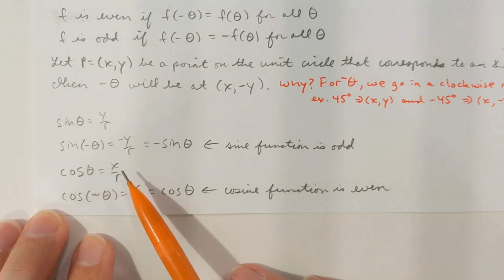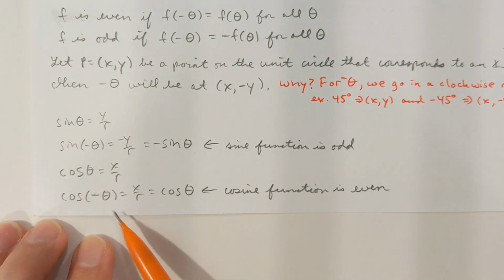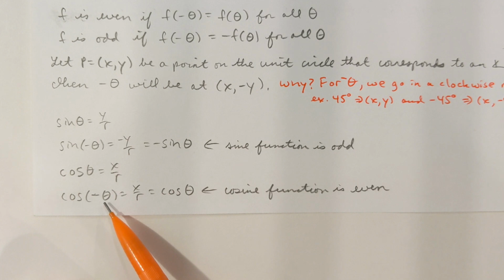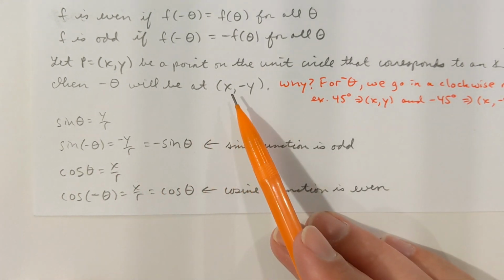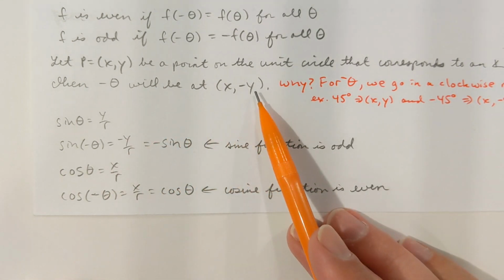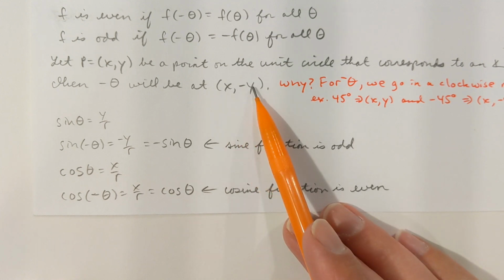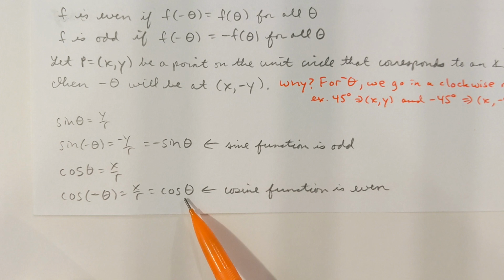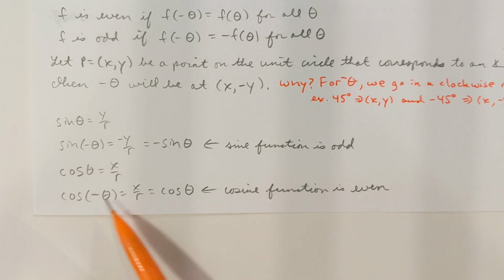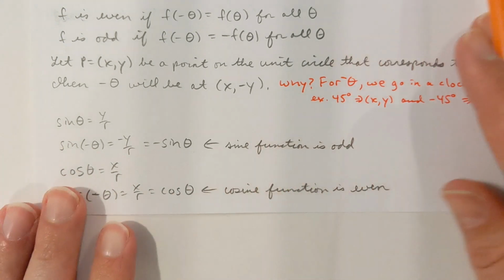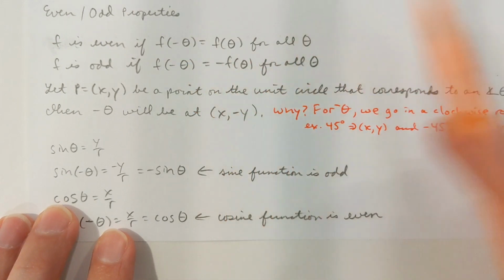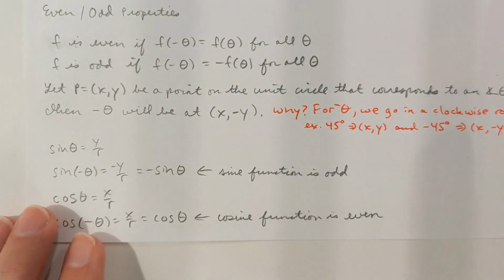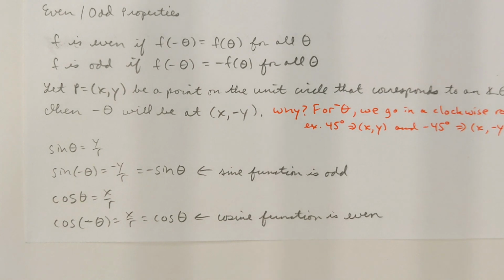Okay, cosine of theta is defined to be x over r. So if I were to calculate cosine of negative theta, well, negative theta only affects the y-coordinate, right? So I'm going to be at the point x, negative y, and that doesn't change anything here. I'm still looking at x over r, which is how we define cosine theta. So cosine of negative theta, same as cosine of theta, which means that the cosine function would be an even function.